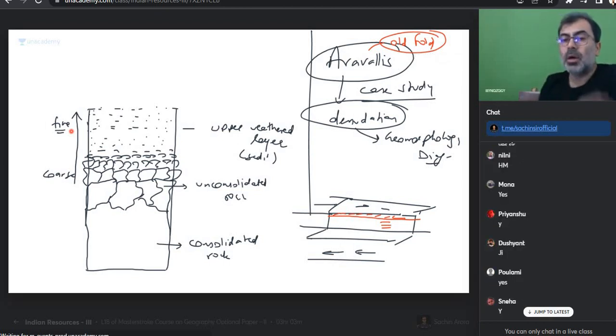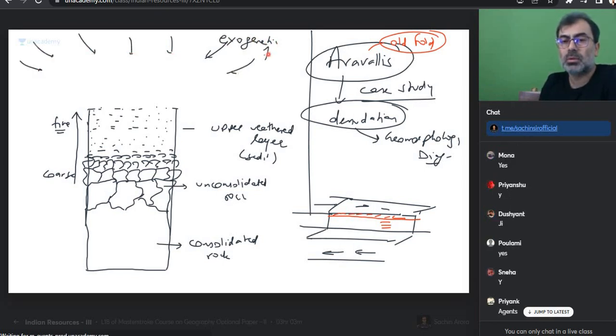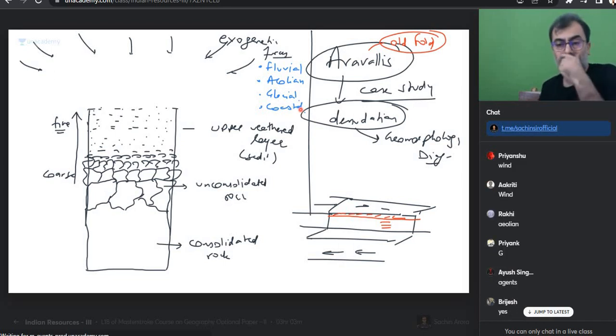Upper weathered layer. Who has broken it? Who has broken the rock? Everyone. Exogenetic forces. What are those forces? Well, sir, they can be fluvial, they can be wind, Aeolian, they can be glacier also, glacial. Possible? In the coastal area, can they be coastal? This is how everyone's soil is formed.